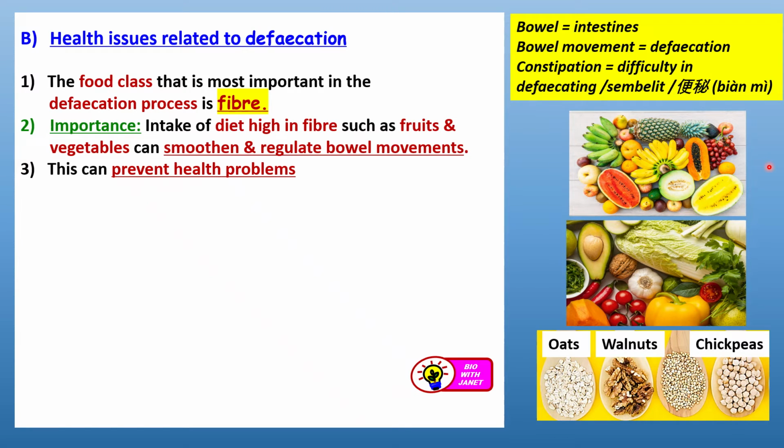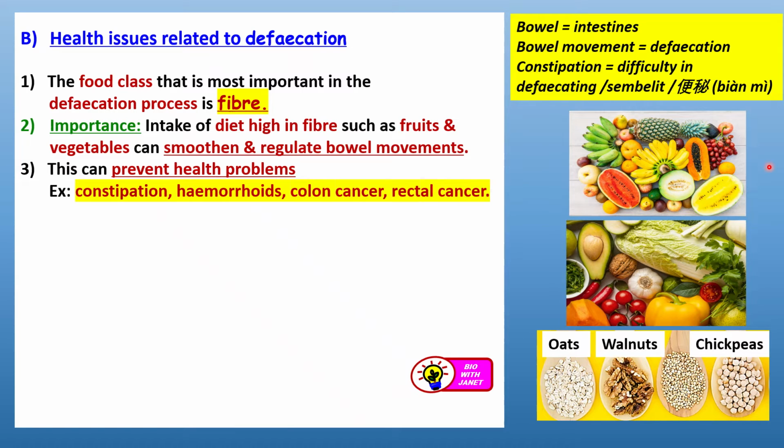This can then in turn help to prevent health problems, okay, such as constipation, hemorrhoids, colon cancer, and rectal cancer. So constipation means difficulty in defecating or passing out the stools. And another term in Malay is called sembilit. In Chinese is 便秘. Now, if constipation gets worse and worse, it can lead to the development of hemorrhoids, which we'll discuss afterwards. It means swollen veins in the anus and rectum. And then more serious problems can occur after that, which is colon cancer and rectal cancer. So these problems can be prevented by a diet high in fiber intake.